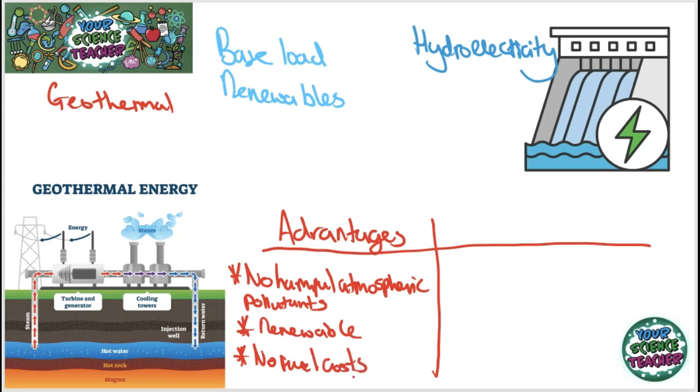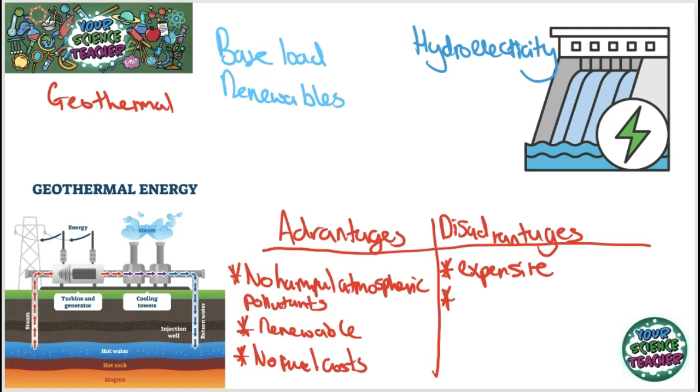So you might be thinking, well, these two sound great. These can be my base loads, so we should just use these. But unfortunately, they do have their disadvantages as well. The main one being the fact they can be incredibly expensive to produce. Hydroelectric power stations are quite pricey. Same with geothermals. And with geothermals, they can only be used in certain locations.